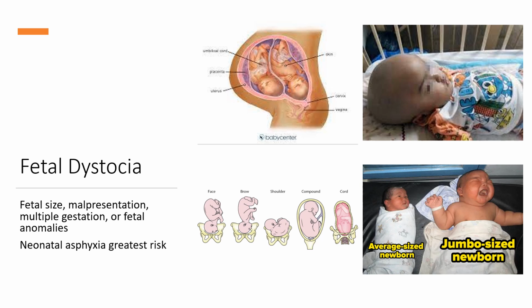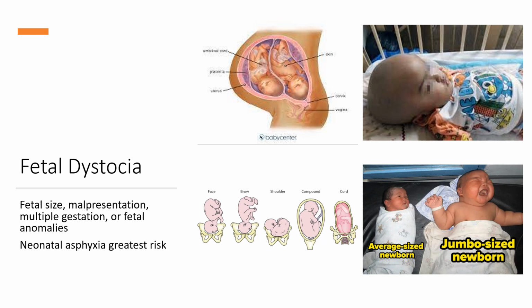Malpresentation. We would prefer our baby's head down, so vertex, and with the chin tucked. But sometimes you have a face or a brow presentation. Maybe you have a breech baby. Anything like that can prolong the labor. And then you'll see an average size newborn next to a jumbo size newborn. That baby is huge. That too can affect the labor and delivery.